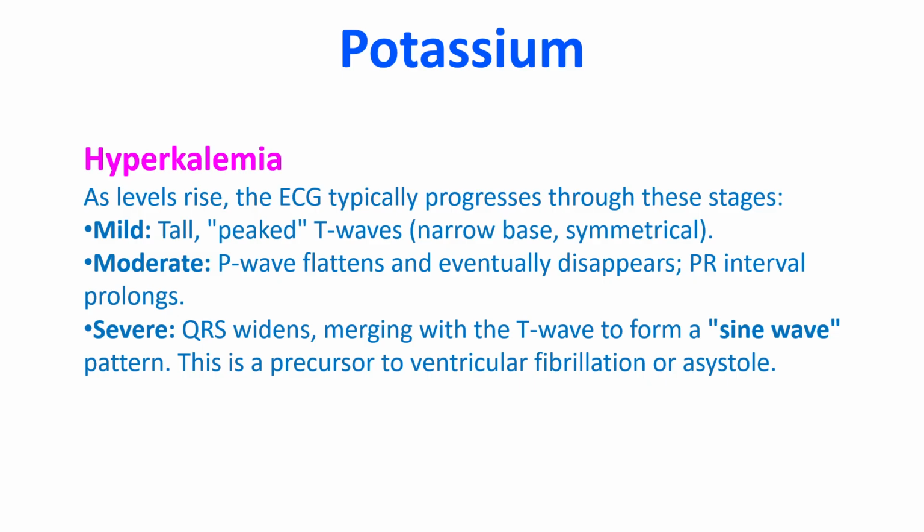As the levels rise, the ECG typically progresses through these stages: mild hyperkalemia, tall peaked T waves, narrow-based and symmetrical; moderate hyperkalemia, P waves flatten and eventually disappear, PR interval prolonged; severe, the QRS widens, merging with the T wave to form a sine wave pattern. This is a precursor to ventricular fibrillation or asystole.